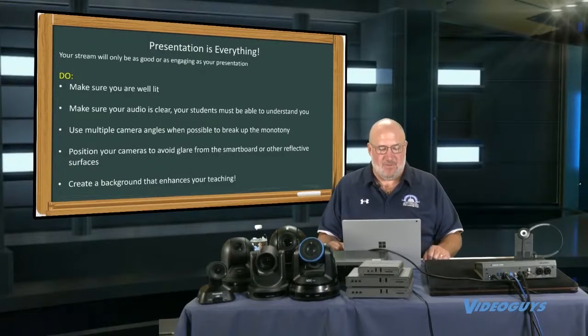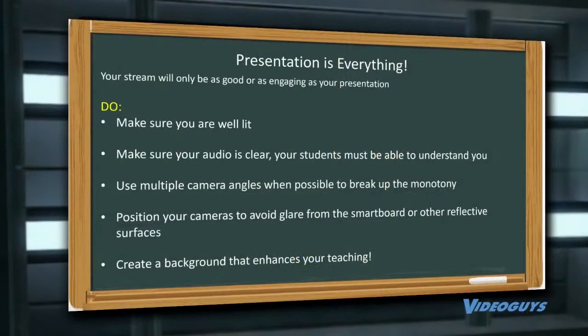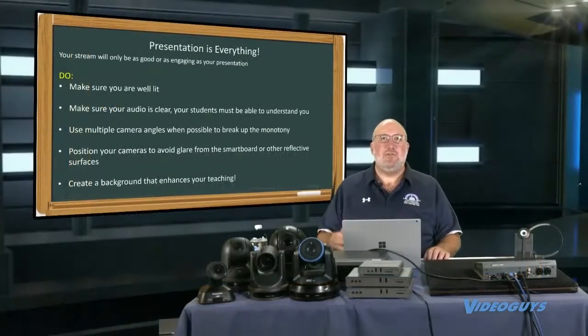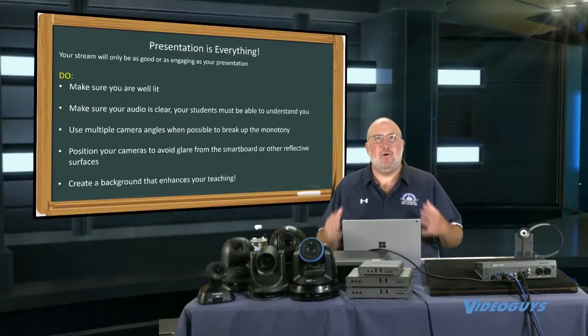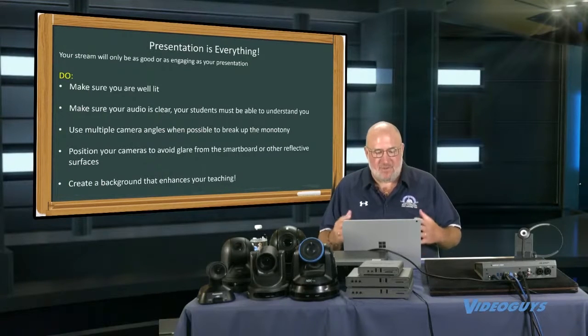Let's bring this up full screen if we could. Number one is make sure you're well lit. If you're not in a well lit room, your students are not going to be able to see your face and your facial expressions, so that's real important. Next, make sure your audio is clear. Audio is king. If your students can't hear and understand you, it's not going to work. They're going to get frustrated. You're going to get frustrated. So audio is very clear.